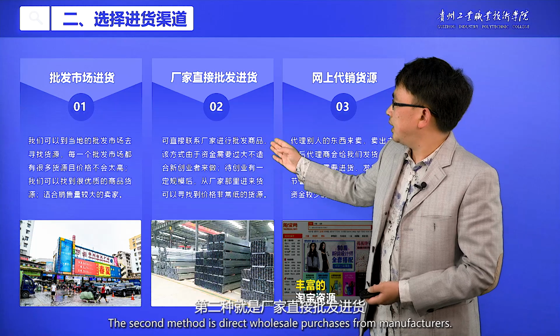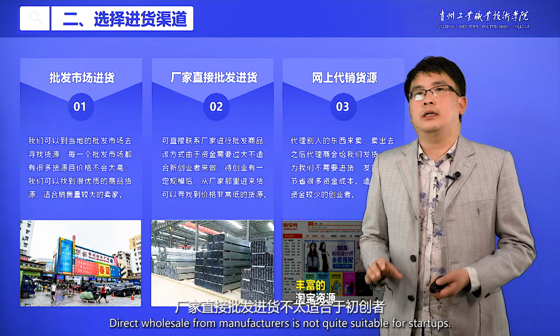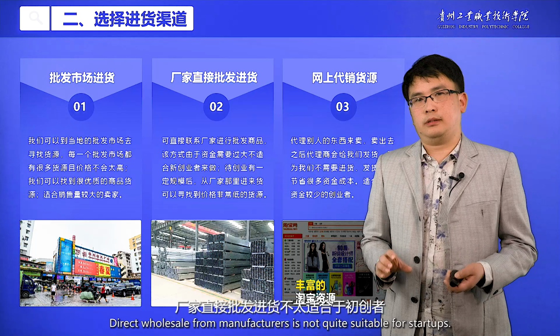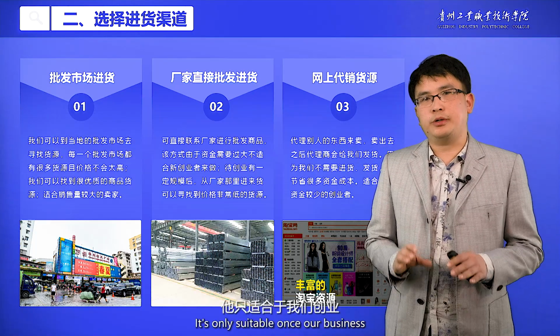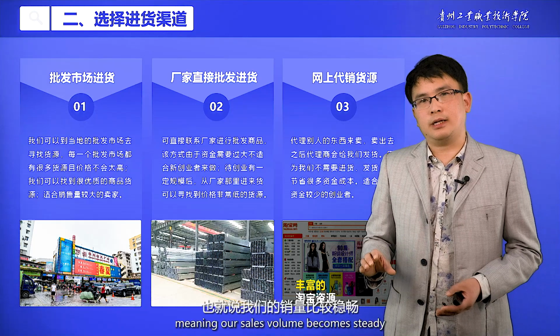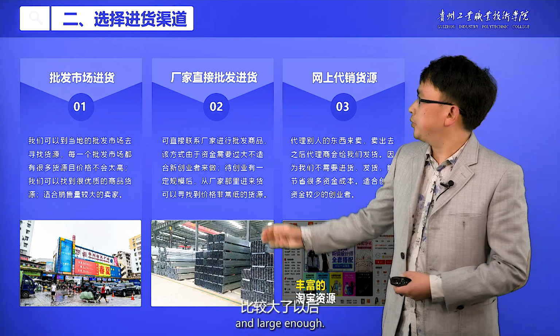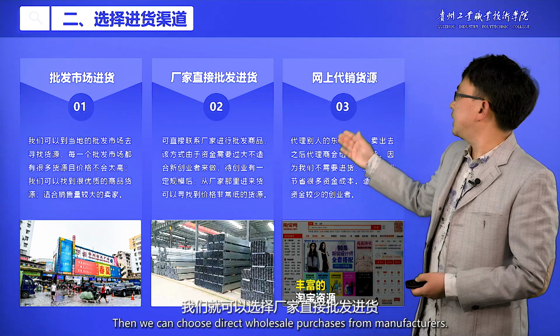The second method is direct wholesale purchases from manufacturers. Direct wholesale from manufacturers is not quite suitable for startups. It's only suitable once our business reaches a certain scale, meaning our sales volume becomes steady and large enough. Then we can choose direct wholesale purchases from manufacturers.